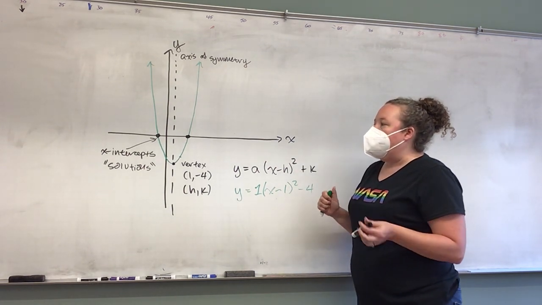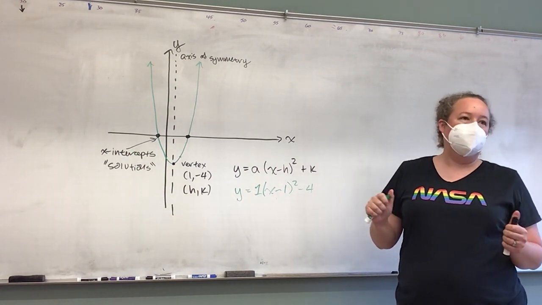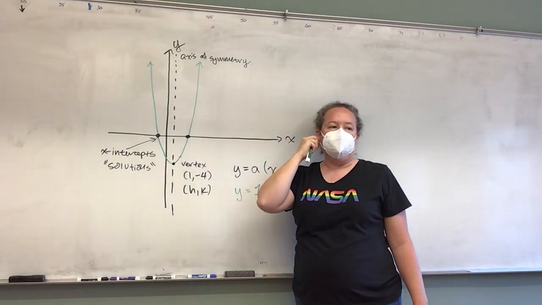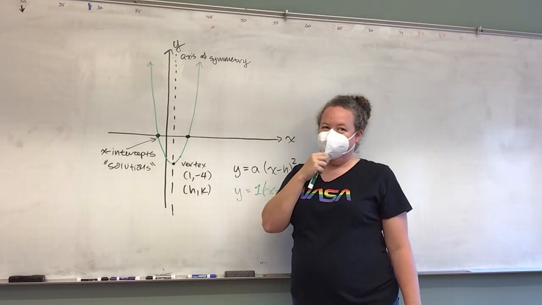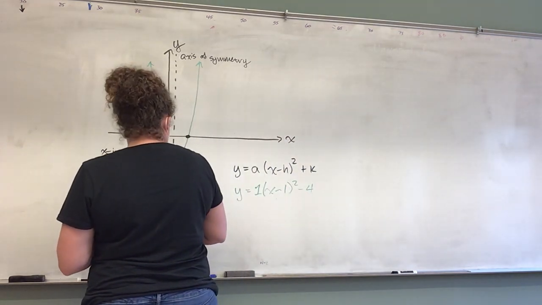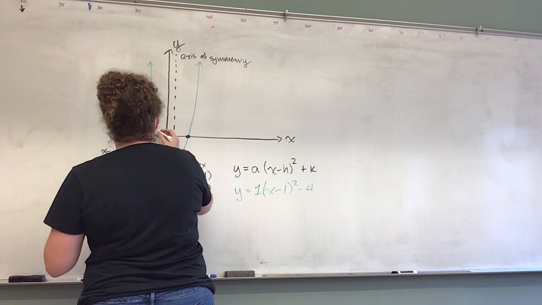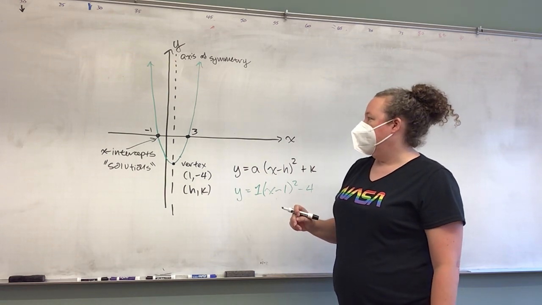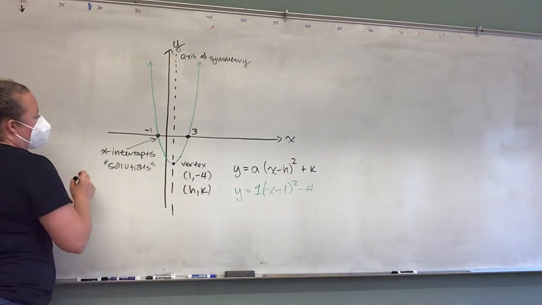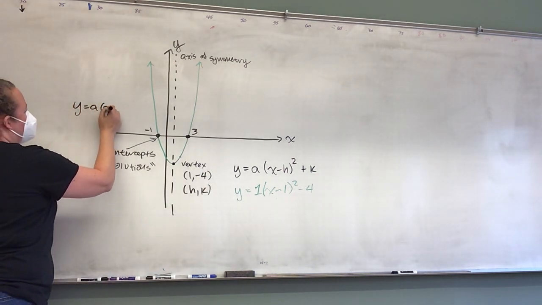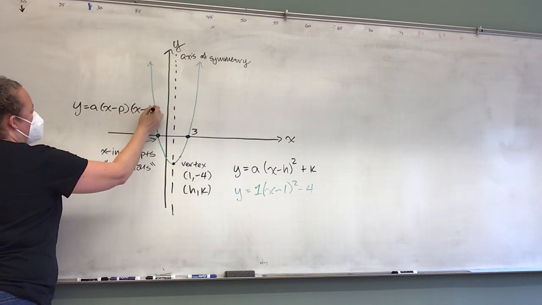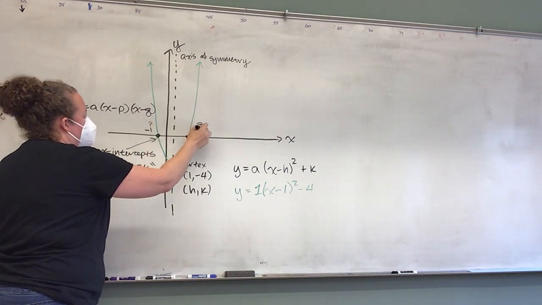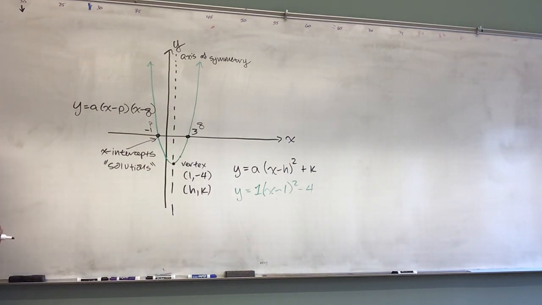All right. So how about our x-intercepts? Who can tell me what the x-intercepts of this particular green parabola are? Where does it cross the x-axis? Yes. So this is crossing at -1 and 3. The intercept form of a parabola is y equals a times x minus p times x minus q. And we indicate the intercepts as p and q.